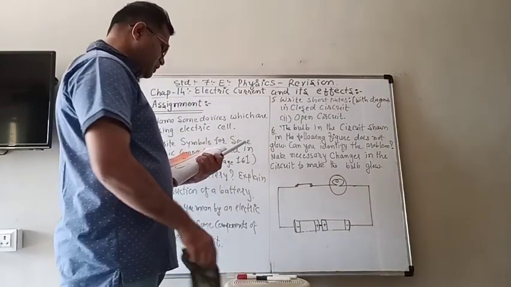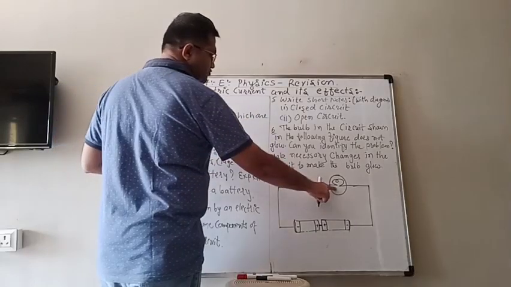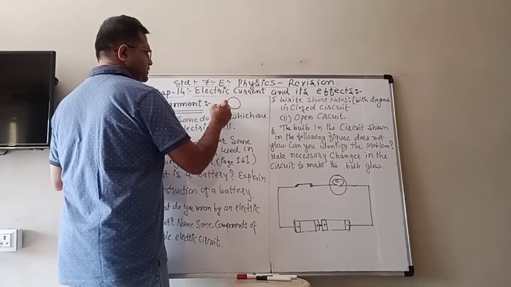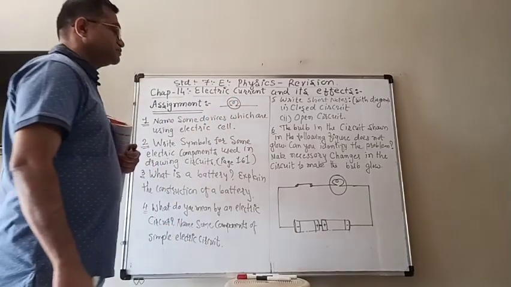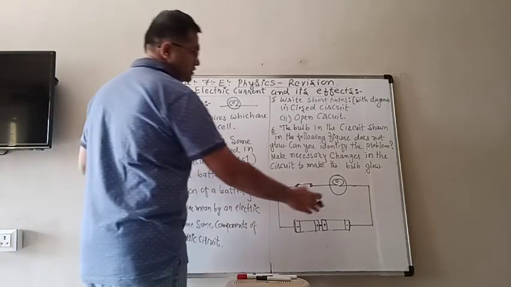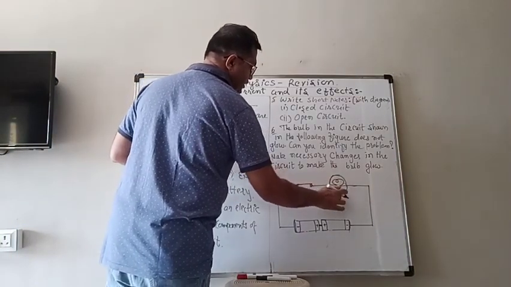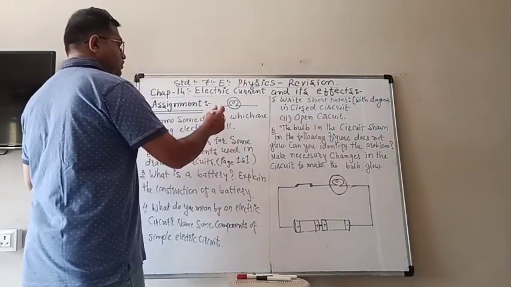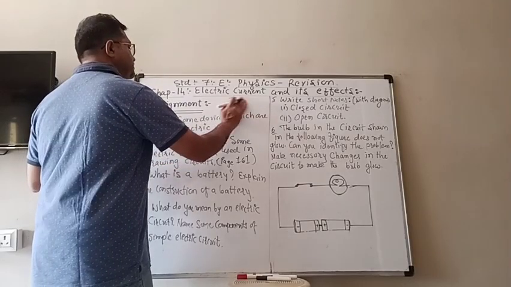Then the symbol for the bulb. The bulb symbol is already shown here. A circle is made and then like the letter M is there, and that represents the bulb in the circuit. So that is the symbol used to show the bulb in the circuit.